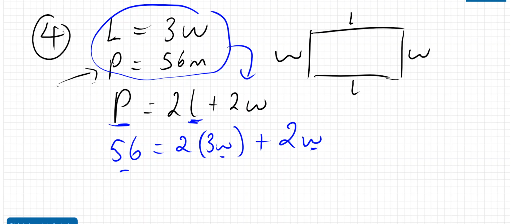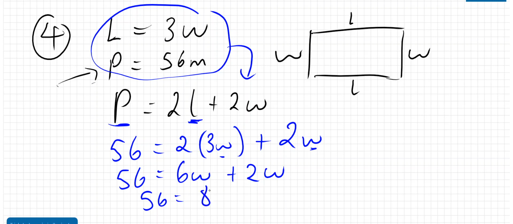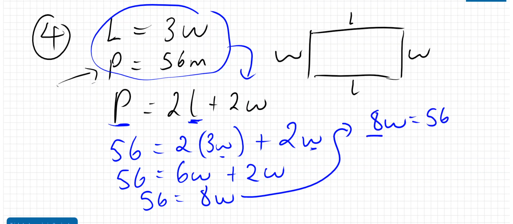So let's simplify first. 56 is equal to 2 times 3W, which is 6W, plus 2W. They're like terms, so we get 8W. And then, if it helps, write 8W equals 56, just switch them over. And then divide by 8, W is equal to 7. In this case, we're dealing with meters, so 7 meters. So what's that telling us? The width is 7 meters.